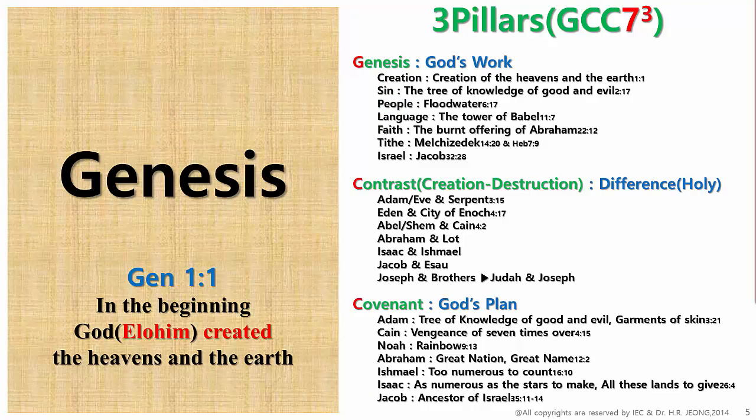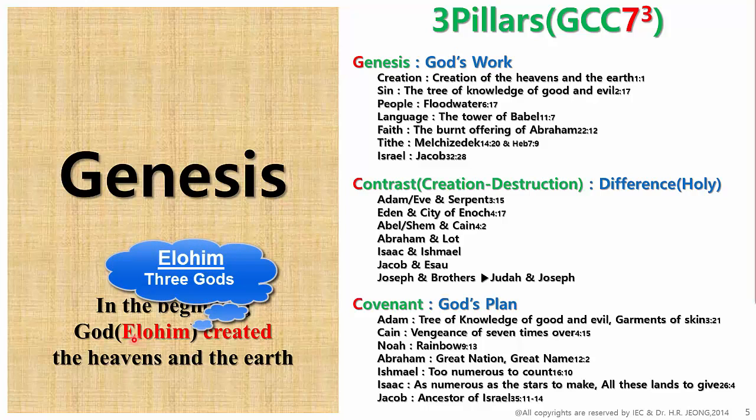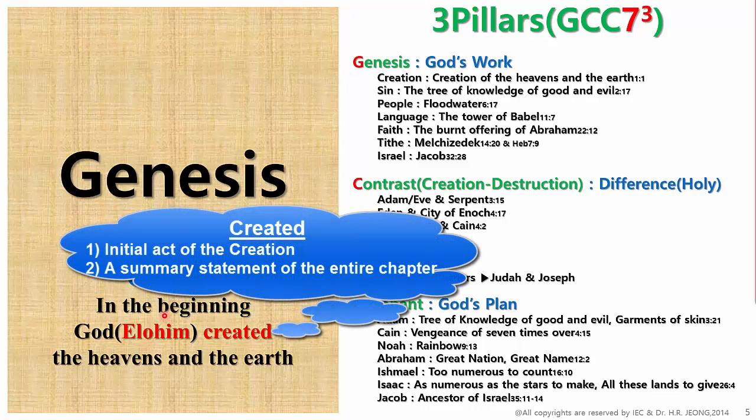In order to support our belief, we must first appreciate Genesis chapter 1, verse 1, or we won't be able to move forward. Hence the reason why I selected this as the key verse of Genesis. Here we need to learn that God, in Hebrew, Elohim, means three gods. This teaches us the existence of one God. There are two ways to interpret the word created: the initial act of creation, or a summary statement of the entire chapter.